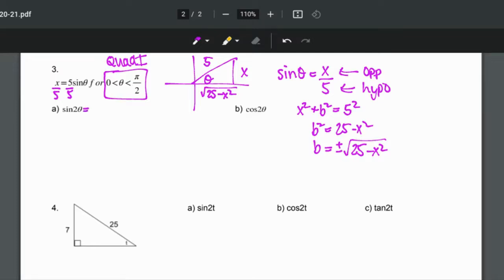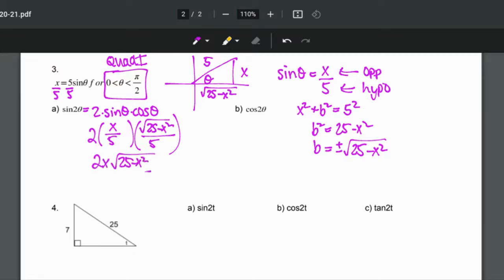So now we're going to use the double angle formula for sine, which is 2 times sine theta cosine theta. And so for sine, we want to look at opposite over hypotenuse, which we were given, x over 5. And for cosine, we're going to look at adjacent over hypotenuse. And then we just need to multiply all the numerators. So we get 2x times the square root of 25 minus x squared. And then all the denominators is 5 times 5, which is 25. And then nothing simplifies here, so that would be our final answer.